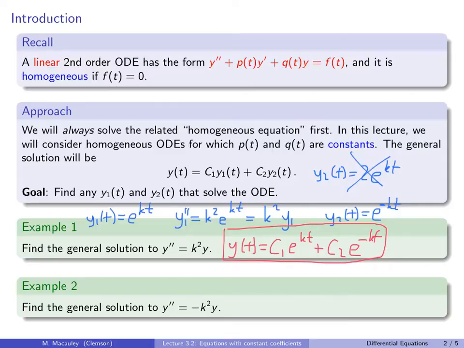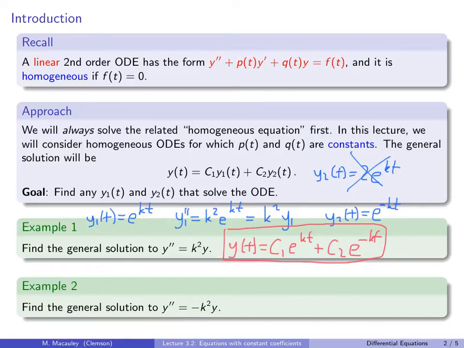Let's do our second example. Find the general solution to this equation. And the reason why we have a k squared here instead of just a k is because we want to emphasize that this is a negative constant. So can you come up with a function whose second derivative gives back the same function up to some sign and a constant? So you take two derivatives, you get the same thing back, but the sign flips.